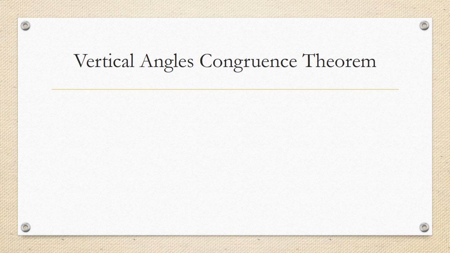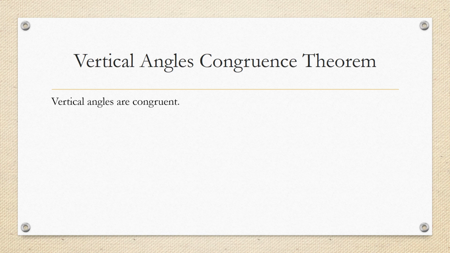Vertical angles congruence theorem. Now, we used vertical angles in chapter 1. We just didn't talk really about their measure. We just identified vertical angles. Now, with this, we're going to be using it not just for proofs, but we're also going to be using it for solving. But we'll do this all in class. All I'm asking you to do is copy this down. Vertical angles are congruent.